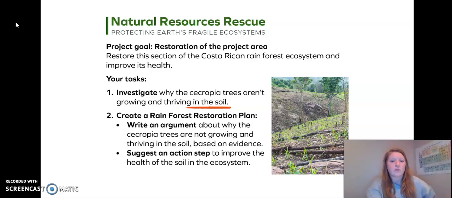2 is to create a rainforest restoration plan, where you will write an argument about why the Cecropia trees are not growing and thriving in the soil based on evidence, and to suggest an action step to improve the health of the soil and the ecosystem. When I was reading that, I think I saw soil 3 times. So I'm thinking that soil is very important during this lesson.